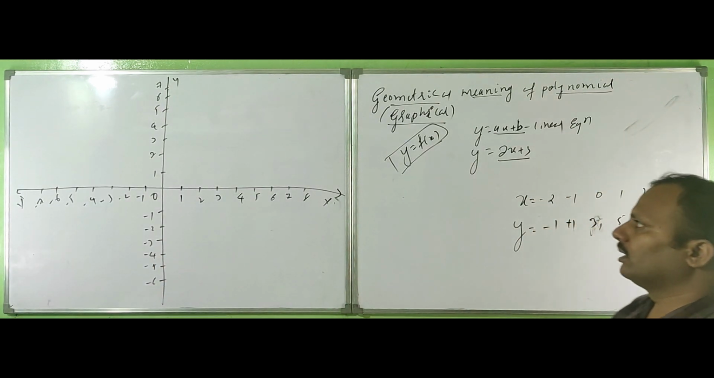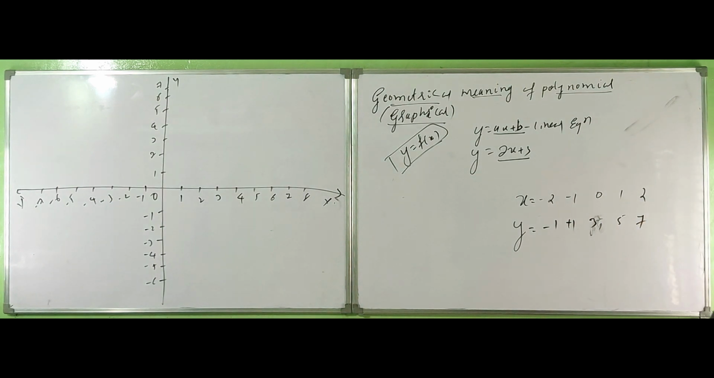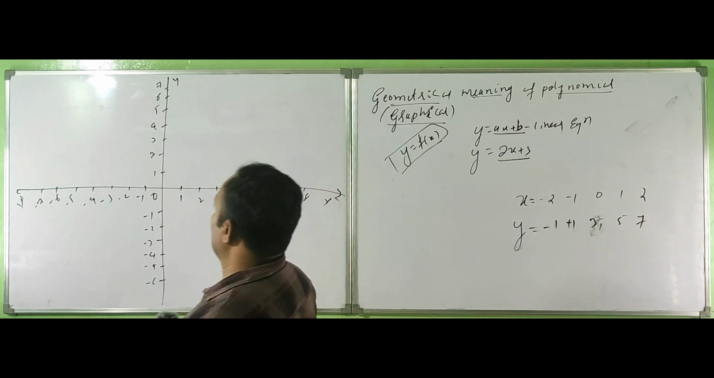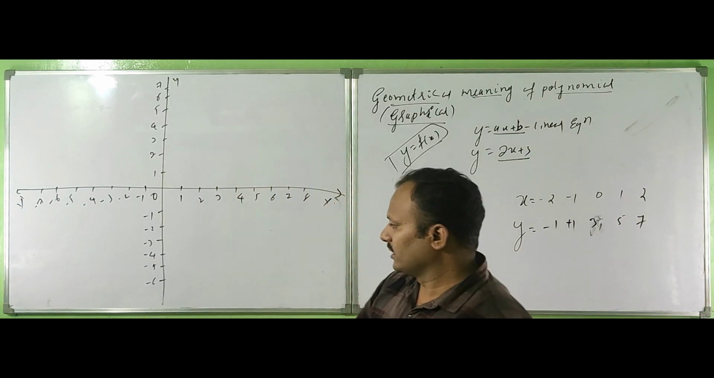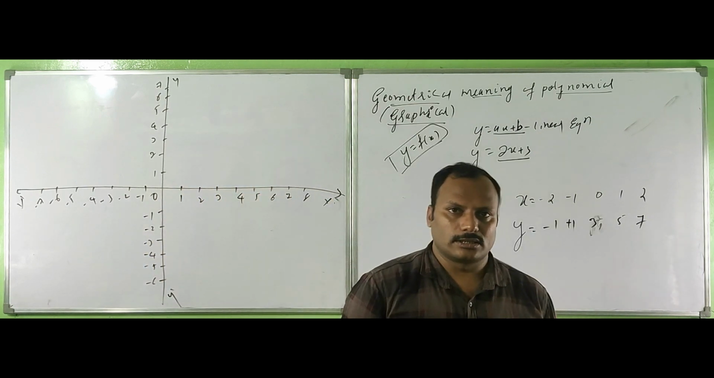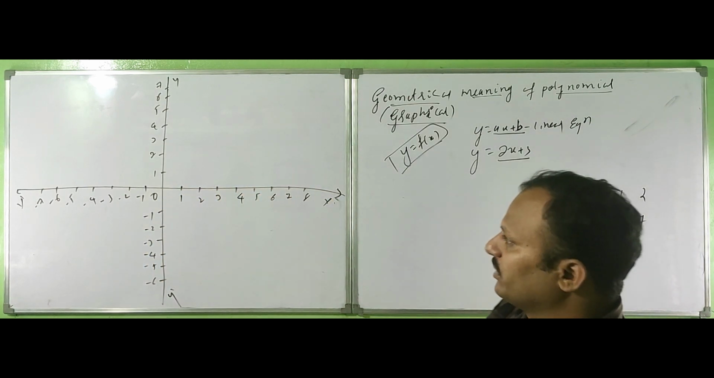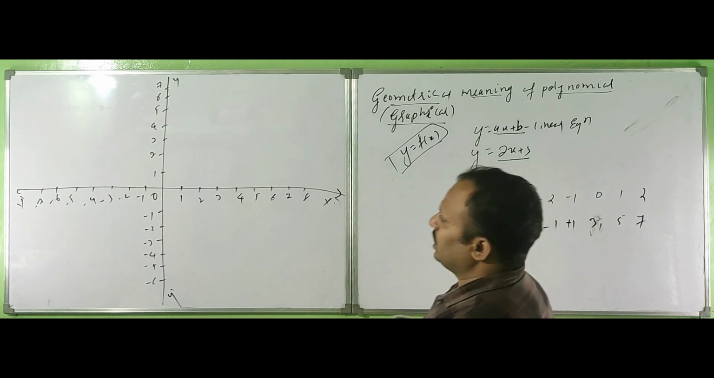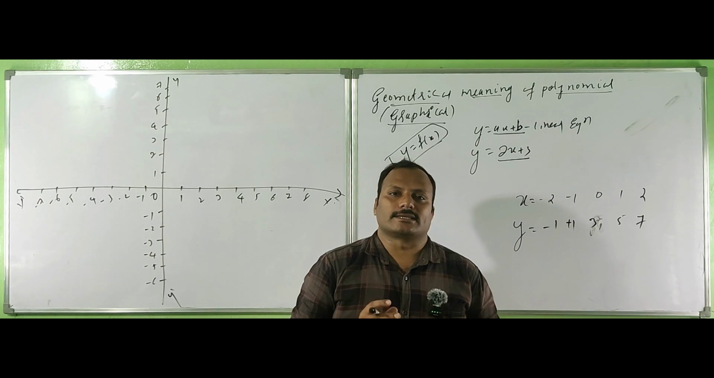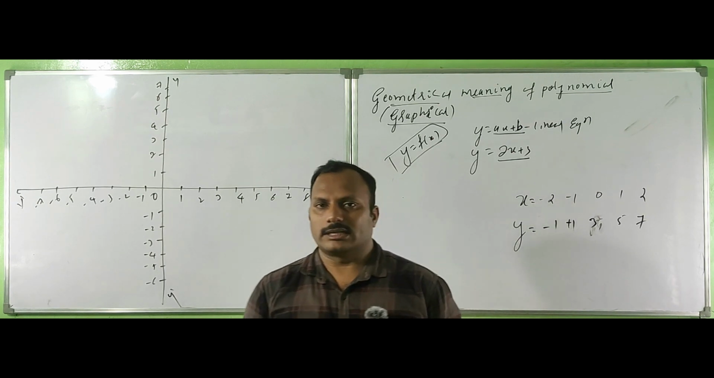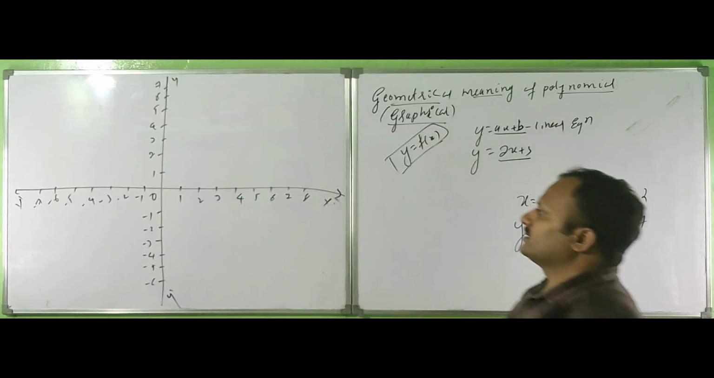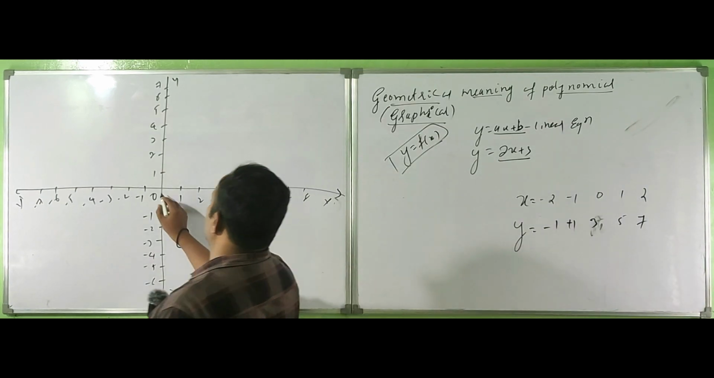Okay, in coordinate geometry, you know these are the two number lines, x and y. They are made such that they are perpendicular to each other. Two perpendicular number lines make the coordinate axes. That is called graphical representation, also called coordinate axes.